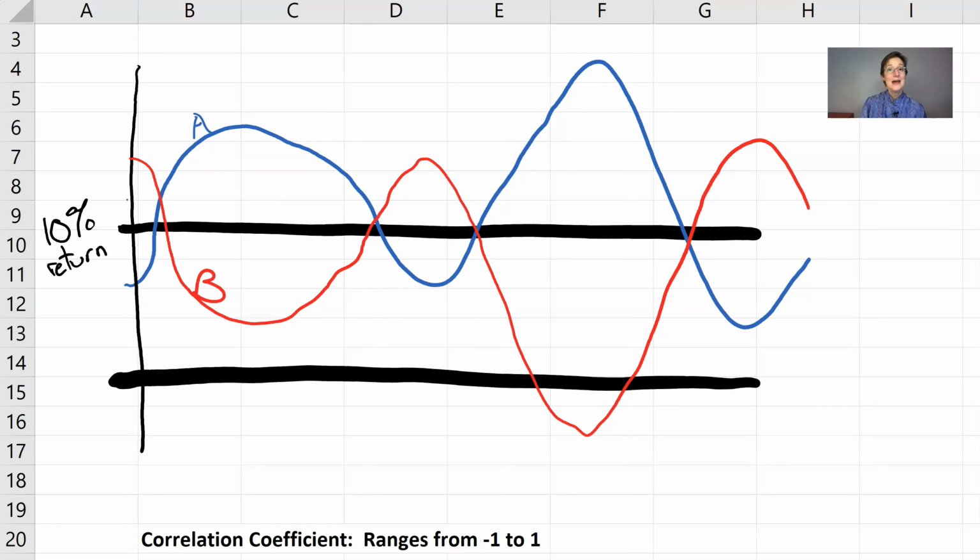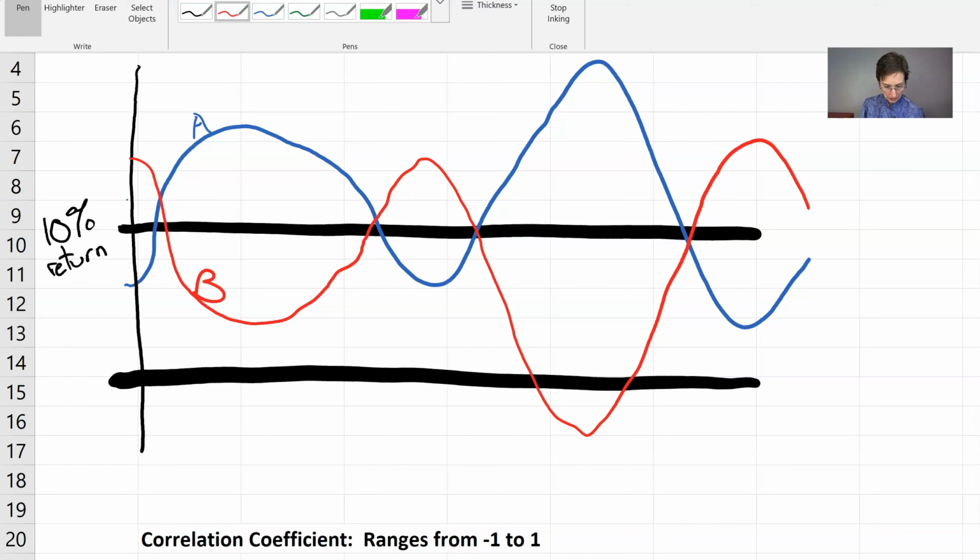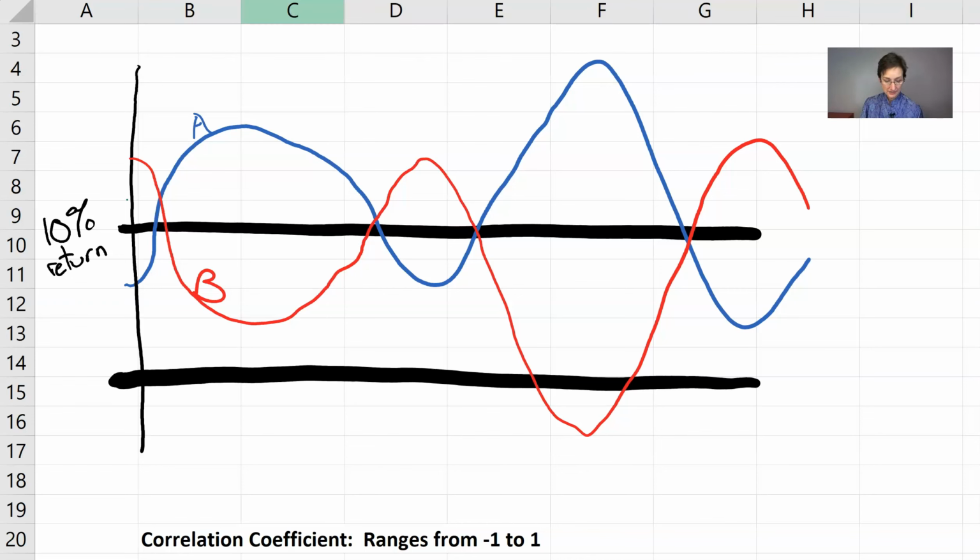Another way is to do a positively correlated stock that perhaps has a correlation coefficient of 1. That would move exactly the same as stock A. So let's see what that would look like. I'll use green. This is stock C. It's perfectly positively correlated with stock A.